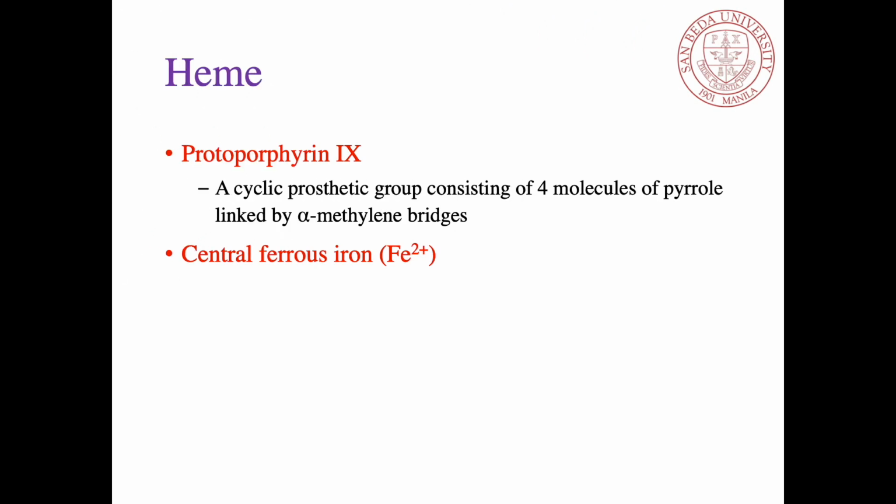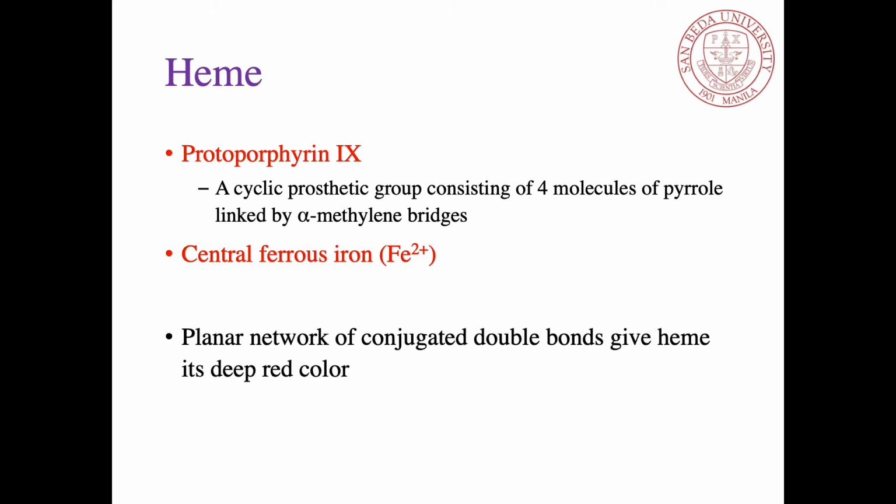Heme is the non-protein part of the hemoglobin molecule and is the one that contains iron. The heme molecule is of the porphyrin class. Specifically, heme contains protoporphyrin 9, which is a cyclic prosthetic group that consists of 4 molecules of pyrrole linked by alpha-methylene bridges. Iron is situated in the center of the protoporphyrin prosthetic group. Its reduced form is ferrous iron, while the oxidized form is ferric iron.